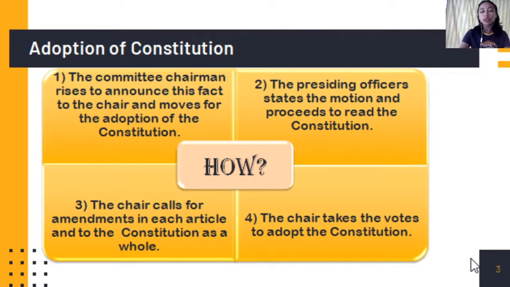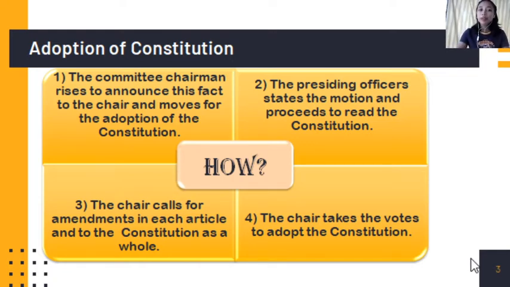Before a Constitution is made effective, it must first be adopted by the members of the organization. So the big question is how? How should it be adopted? If the committee assigned or appointed to draft the Constitution is ready, the committee chairman rises to announce this fact to the chair and moves for the adoption of the Constitution.